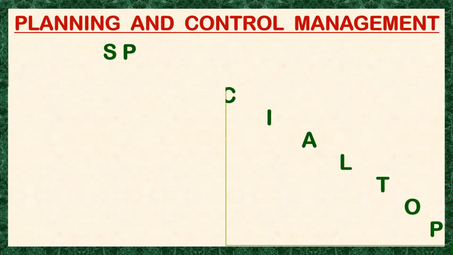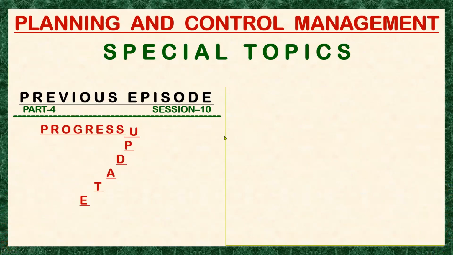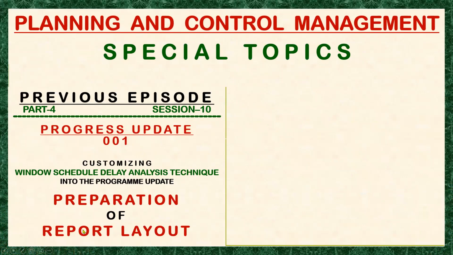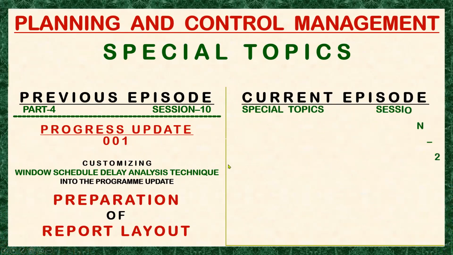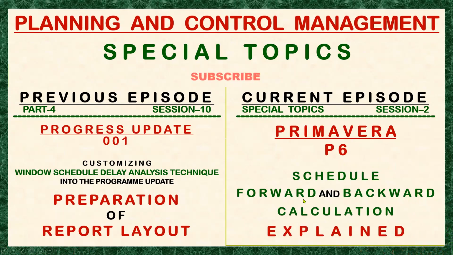Okay, let's move forward. Here we go. Planning and control management special topics. Our previous episode was part 4, session 10, Progress update 001, customizing Windows schedule daily analysis technique into the program update, and it was about preparation of report layouts. And now we have our current episode, special topics in session 2. This topic is Primavera P6 schedule forward and backward calculation explained.